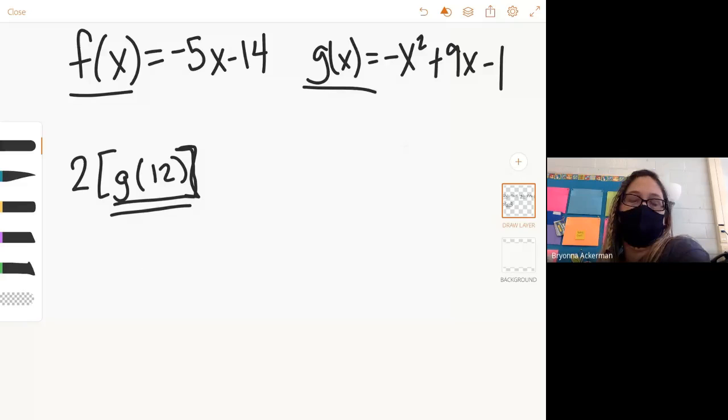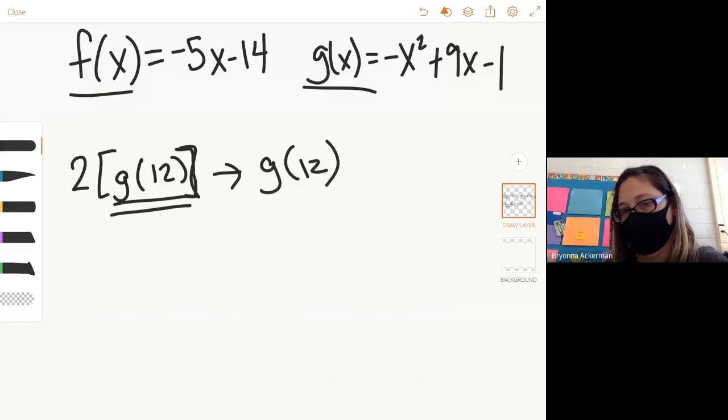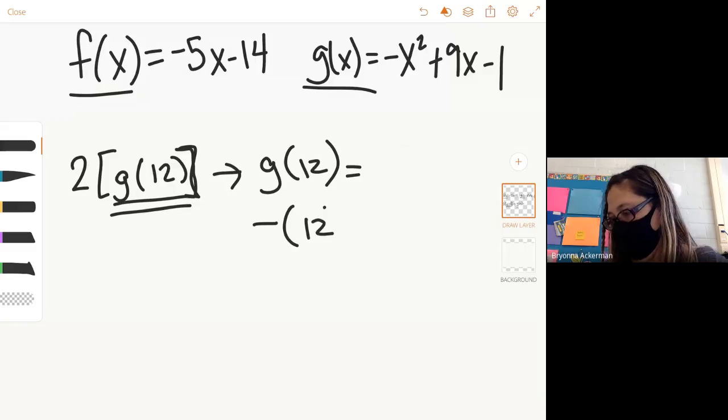Okay, so with these problems, you always want to do the inside first. So kind of like inside parentheses, you want to do the inside first. So I actually want to find out what G of 12 is first. So the first step is going to be, what is G of 12? I'm going to plug in 12 for x. So I'm going to get negative parentheses 12 squared plus 9 parentheses 12 minus 1.